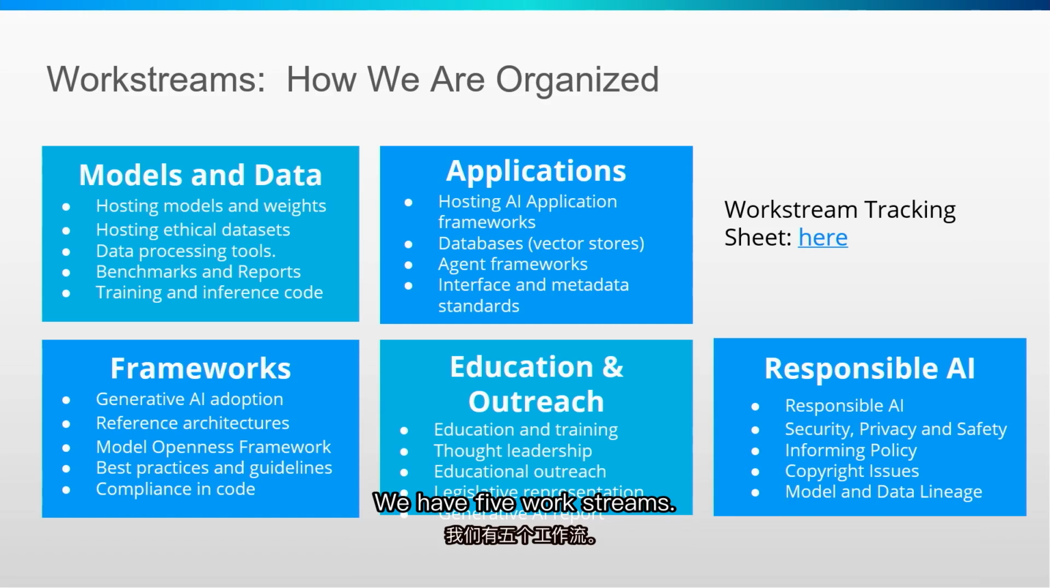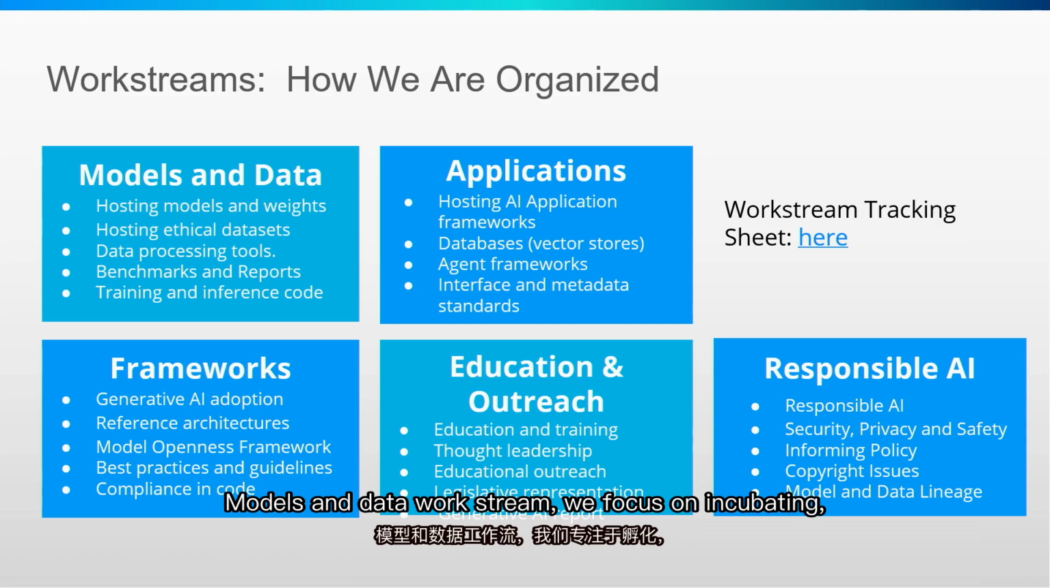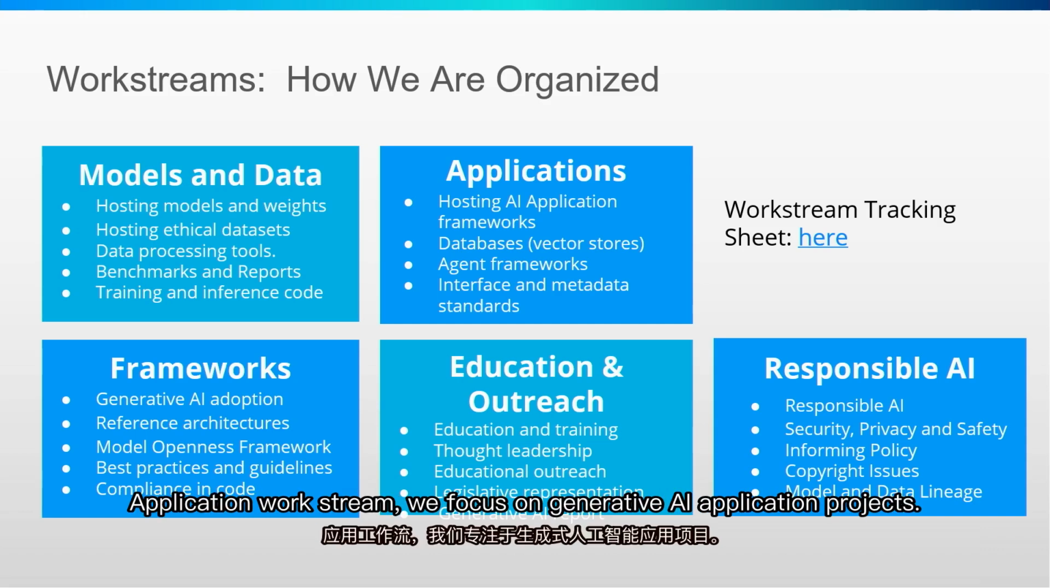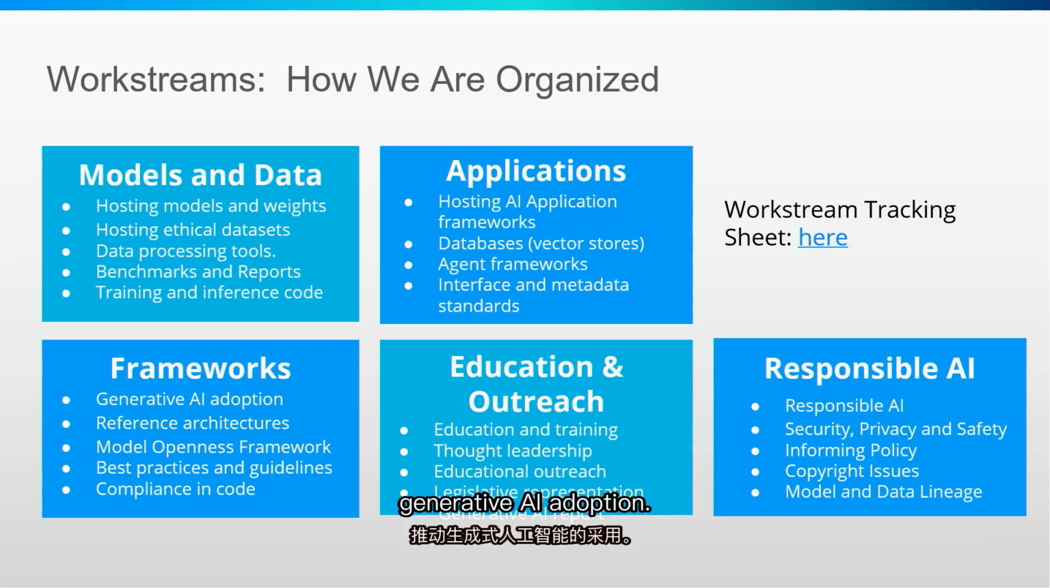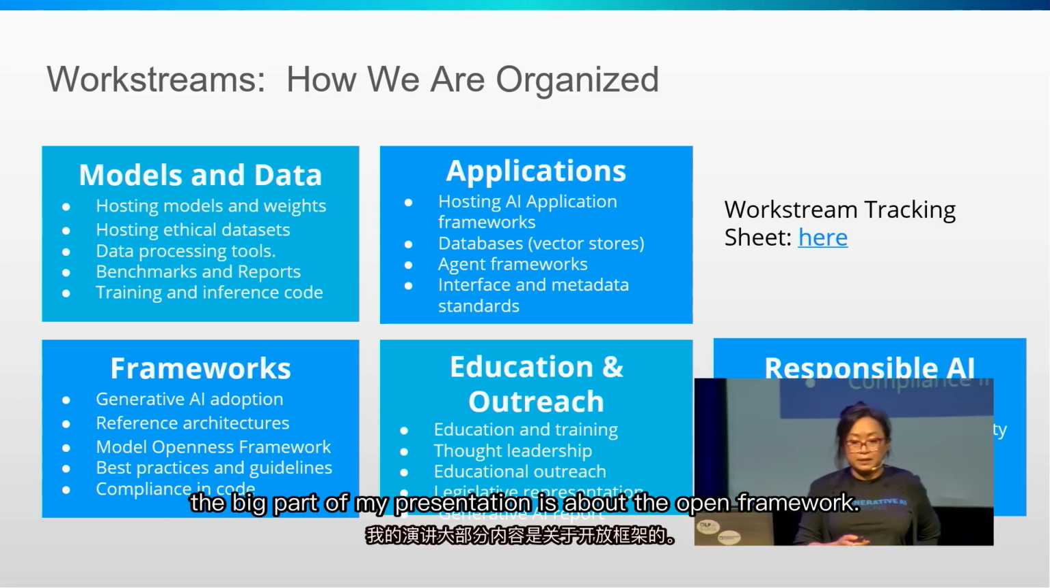We have 5 work streams, and as you can see, each work stream has a focus. In the models and data work stream, we focus on incubating and fostering open source projects about models and data. In the application work stream, we focus on generative AI application projects. And in the frameworks work stream, we focus on building reference architecture for generative AI adoption. In fact, later today, the big part of my presentation is about the open framework.